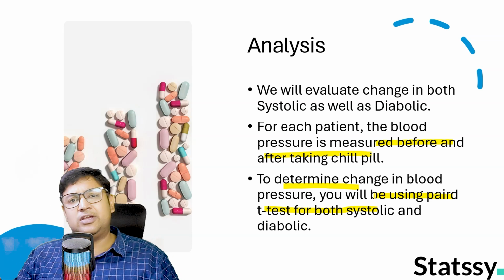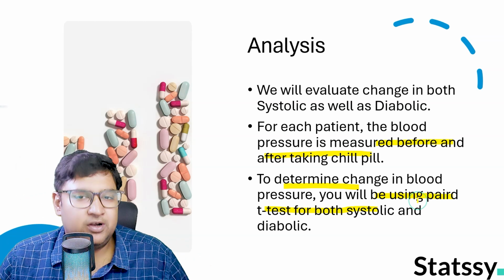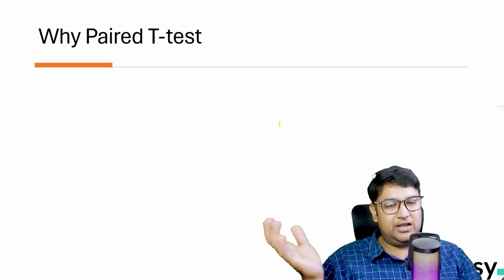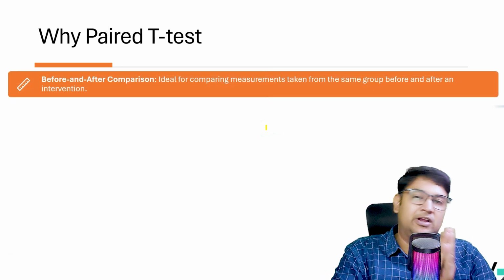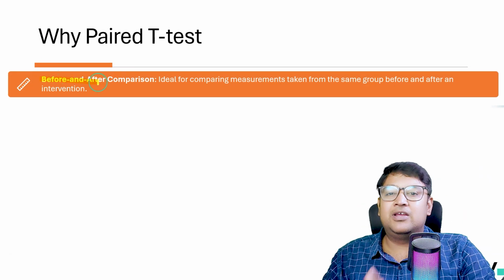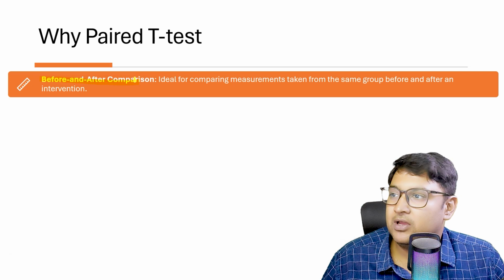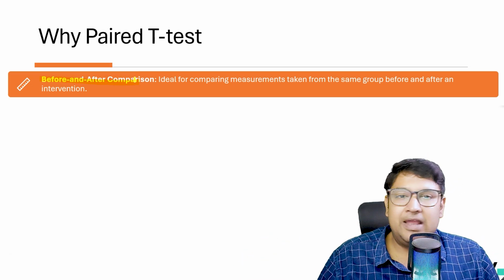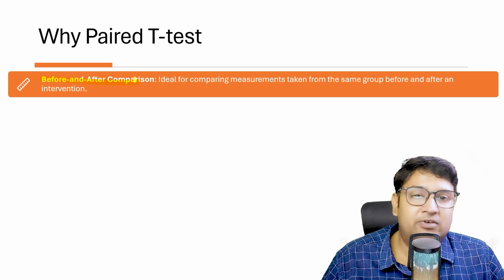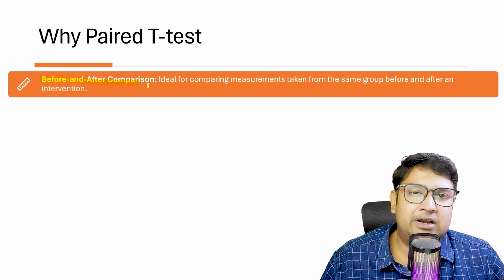So now you'll think, okay, why am I considering a paired t-test? The paired t-test is a very important concept. Why? Because we are measuring a before and after comparison, comparing what their blood pressure was before and after taking the chill pill. In a before and after comparison, when the patients are the same, the best technique to analyze the change is the paired t-test. It is ideal for comparing measurements taken from the same group. This is very important because you measured the blood pressure of the same 50 people before and later. So that's why the paired t-test is very important.